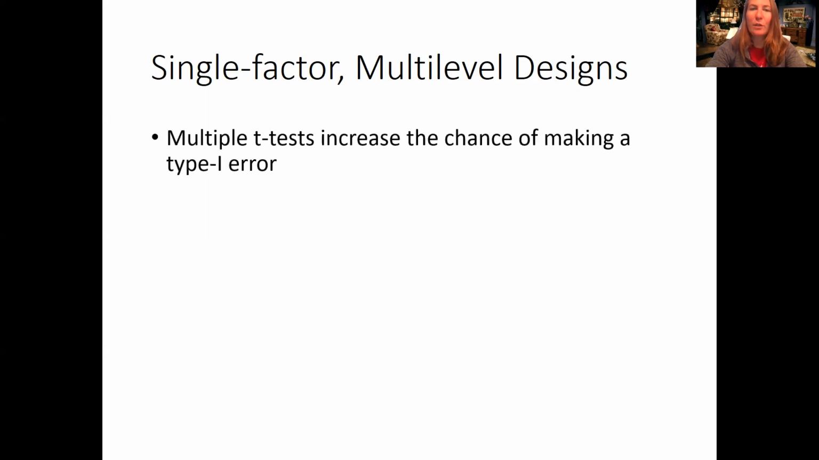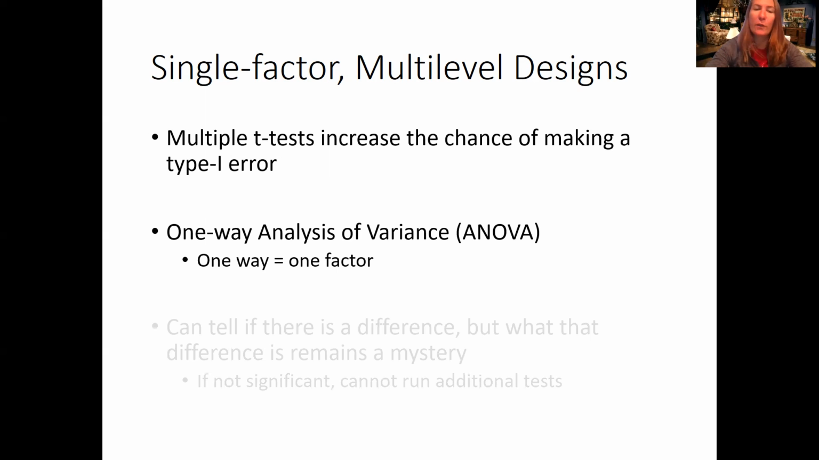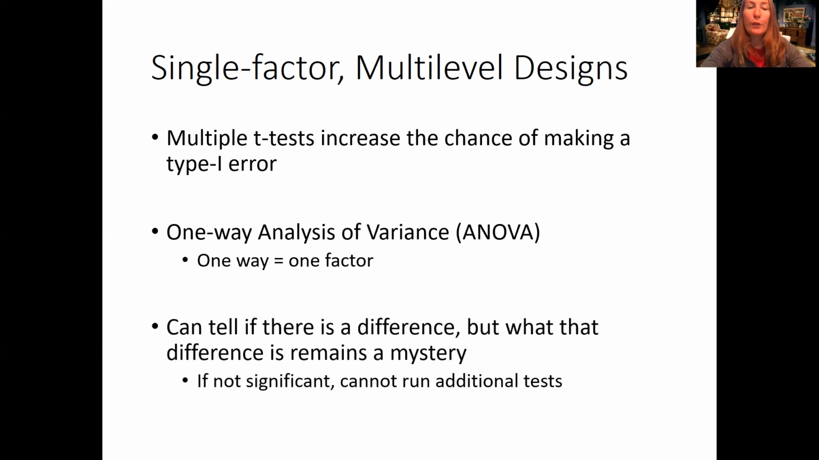So this brings us back to our single factor multi-level designs. We don't want to do a t-test because it increases our chance of making a type 1 error. So instead, we have this wonderful test to help us with this, known as the one-way analysis of variance. And again, the one way is for the one factor. So we have multiple levels. We're going to have at least 3 levels when we're doing this.